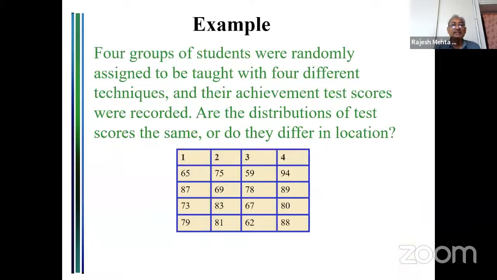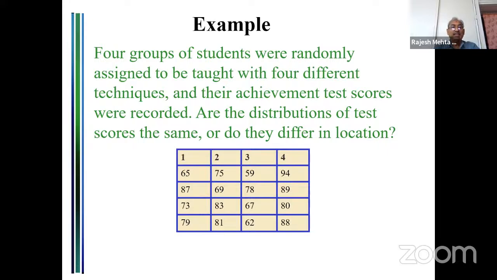Now, this is one of the examples which you can relate with yourself. Here it's a student. You can use the word patient or employees, etc. Four groups of students were randomly assigned to be taught with four different techniques. Group number 1, 2, 3, 4, all are taught with different techniques, and their achievement test scores were recorded. Are the distributions of test scores the same or do they differ in location?